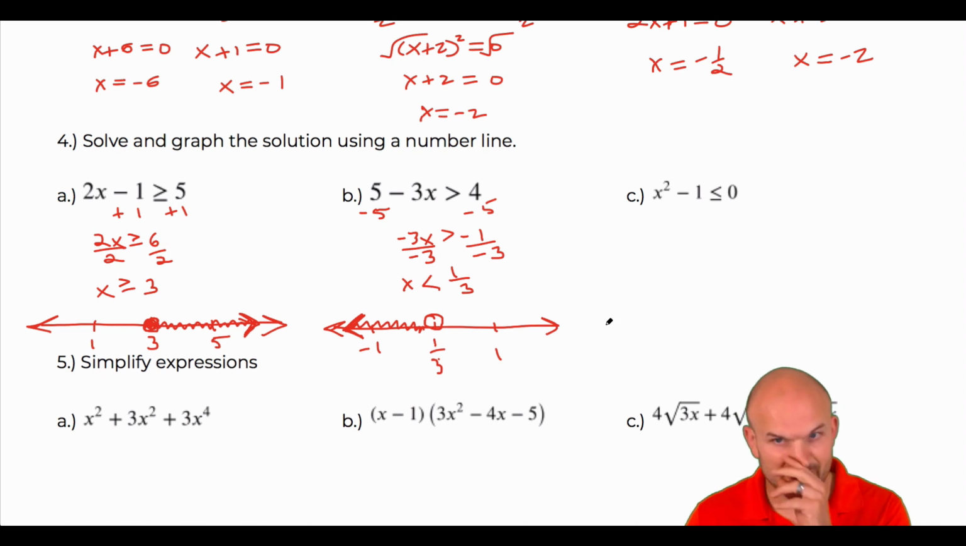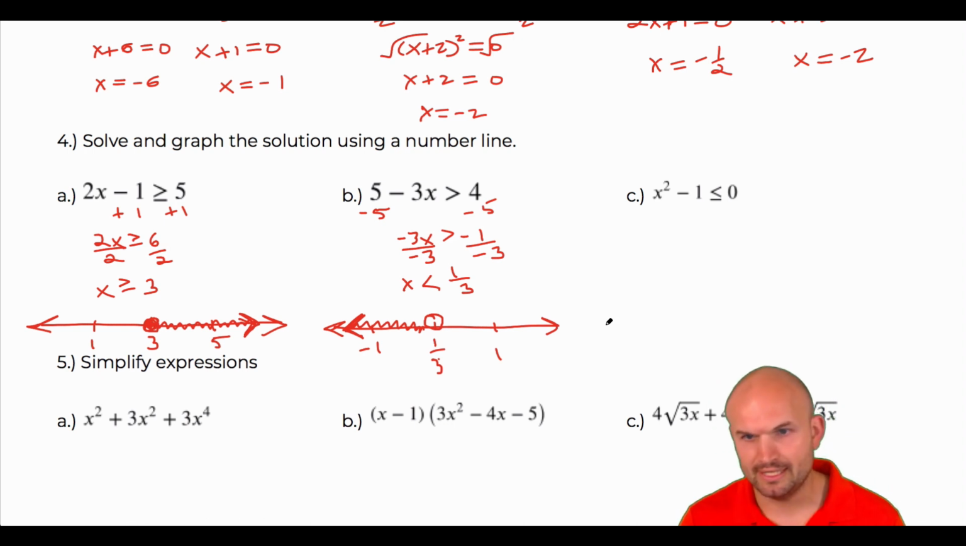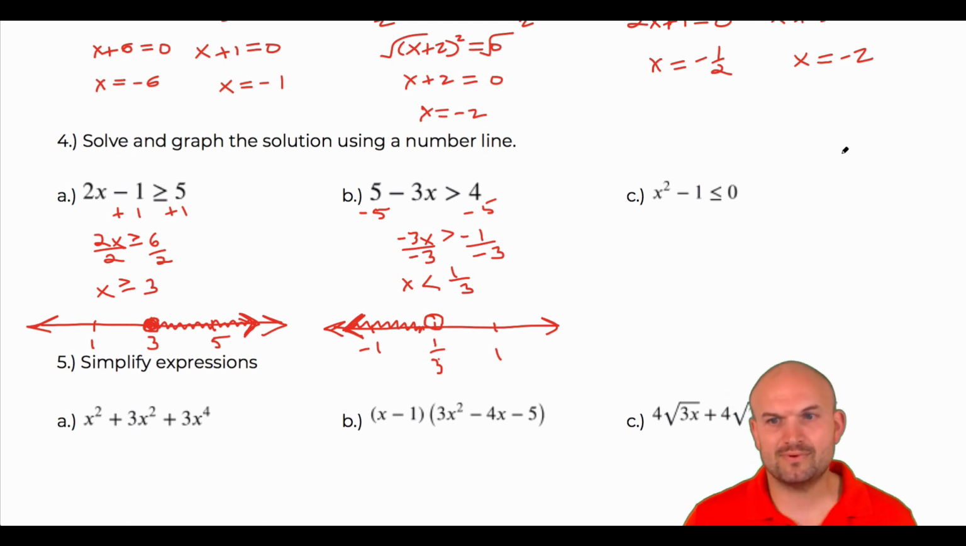Now this next one's kind of interesting. The quadratic inequality: x squared minus 1 is less than or equal to 0. I just wanted to work with students on how we really approach this. There are a couple different ways we can look at this. I think the best way to understand this conceptually is looking at what the graph would be.